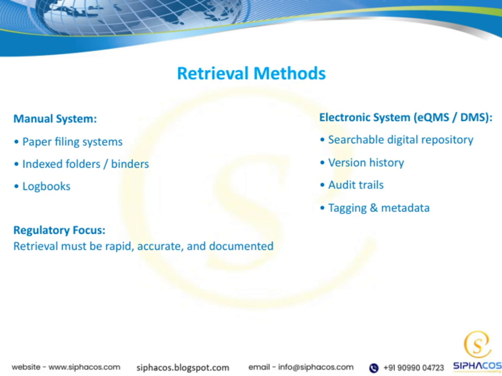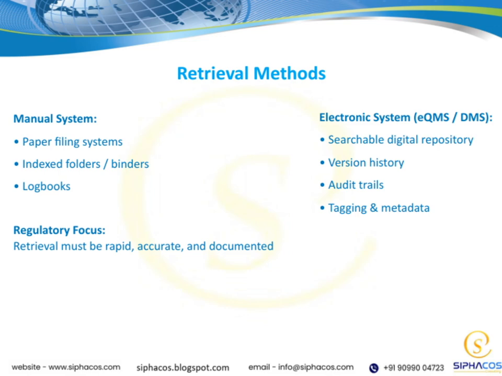Now, when it comes to retrieval methods, traditional manual systems are still in use in many places. These include paper filing systems, where documents are stored in physical folders or binders, and indexed folders to help locate files. Logbooks are also common, providing a manual record of document access and updates. However, in a regulated environment, the focus is on rapid, accurate, and well-documented retrieval.